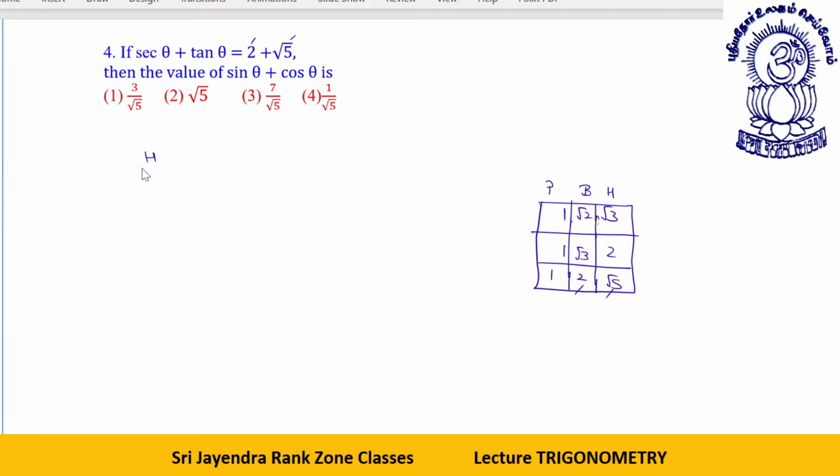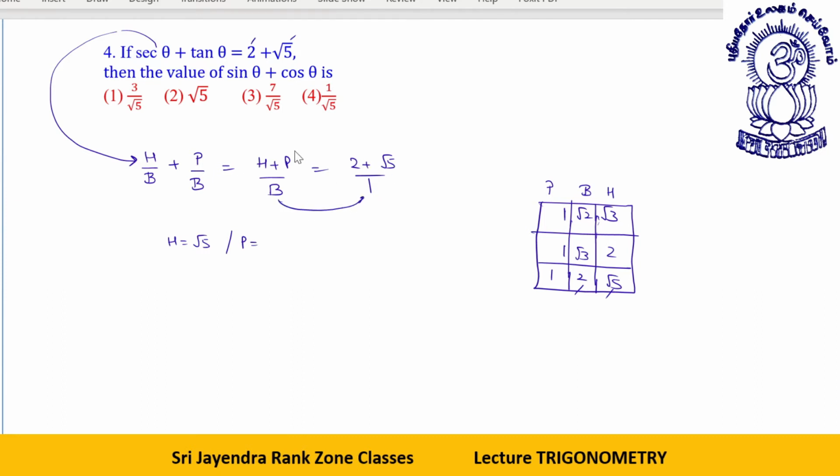Sec theta is what? H by B. Tan theta is what? P by B. I can say this as H plus P by B. I write this term over here, H plus P by B. This is given to you as 2 plus root 5 by 1. So clearly H is equal to root 5. Okay, 2 plus root 5 can be written as 2 plus root 5 by 1.